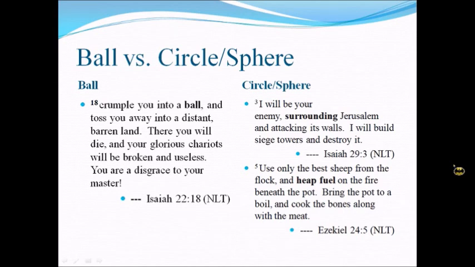Circle/sphere. I will be your enemy surrounding Jerusalem and attacking its walls. I will build siege towers and destroy it. Isaiah 29 verse 3. Use only the best sheep from the flock and heap fuel on the fire beneath the pot. Bring the pot to a boil and cook the bones along with the meat. Ezekiel 24 verse 5, all from the New Living Translation.